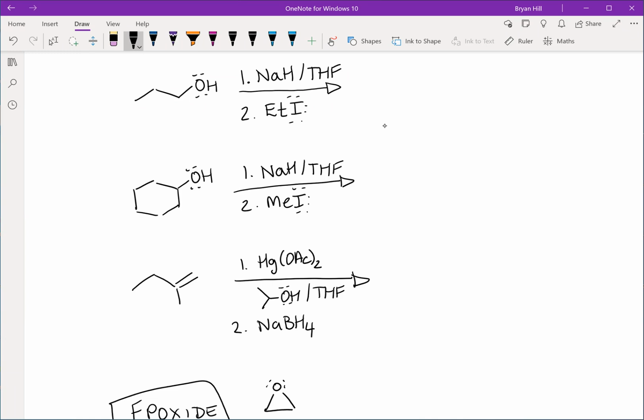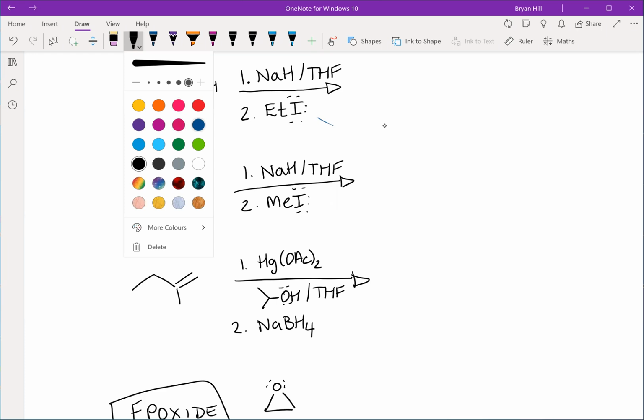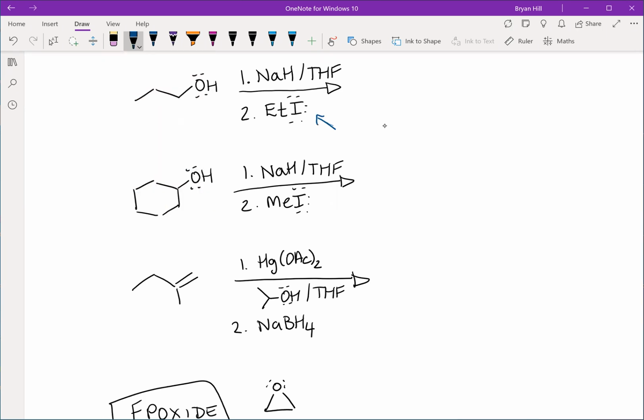Okay, does everyone have an answer for some of them? All right, so in the first step, sodium hydride is going to deprotonate our alcohol. So in the first 2 questions, that's the first step. We're deprotonating our alcohol to make our nucleophile. And the second step, all this guy here will be the electrophile.